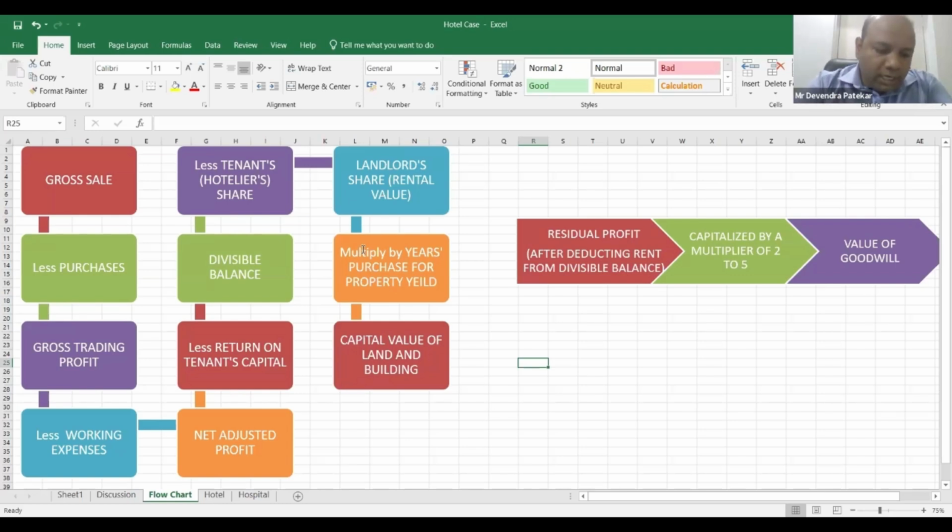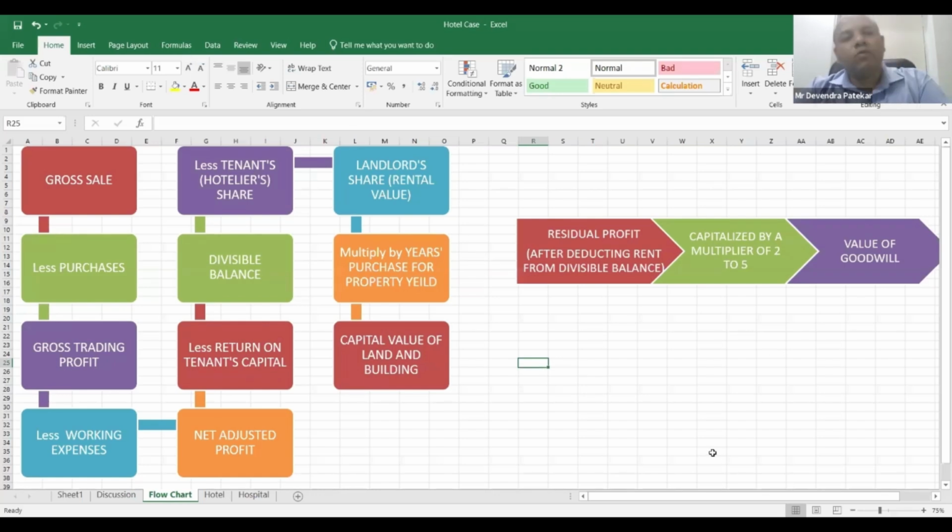So now what I did is I asked them to provide me past historical data, the profit and loss statement, and from that profit and loss statement, I tried to extract different numbers. These different numbers are the gross sale amount for the past 3 years, and the total purchases that the hotel owner has made.